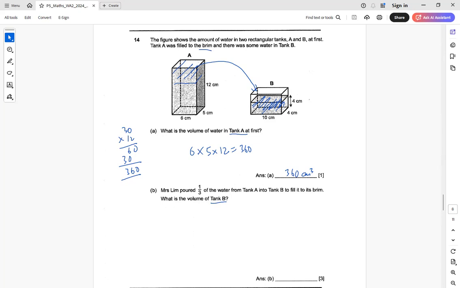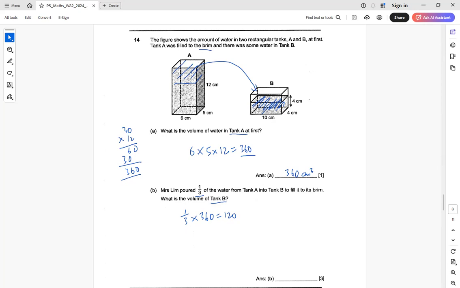Okay, so first thing first, let's find 1/3 of the water in A first. We have already found A is 360, right? So to find 1/3, I simply take 1/3 times the volume in A, which is 360. So 1/3 times 360 is like 360 divided by 3. Okay, we will get 120 cubic centimeters.